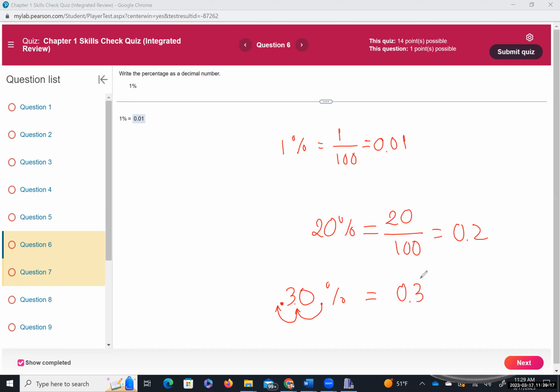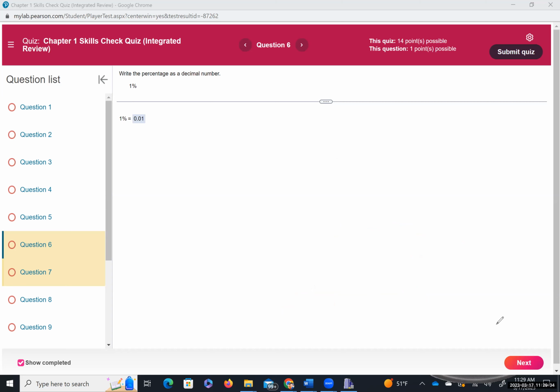So I mean, either way should be fine. I myself just suggest moving the period 2 units, but if you would like to use calculators, go ahead. All right, so let's move to the next problem.